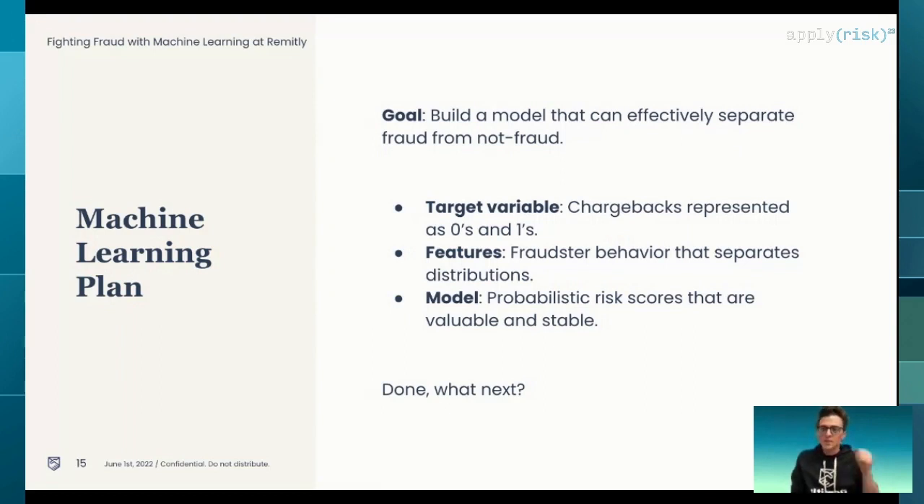So let's first write down the goal and a very rough plan for how to achieve it. So the goal is to develop a model that can separate fraud from not fraud. And our target variable will be chargebacks represented as ones and zeros. We'll gather a bunch of features to describe fraudster behavior, and we'll throw it all into a model that provides scores, and then we ship it, right? That's kind of how it goes. Actually, no, it doesn't. There is a ton of nuance in this space that makes fighting fraud with machine learning hard.